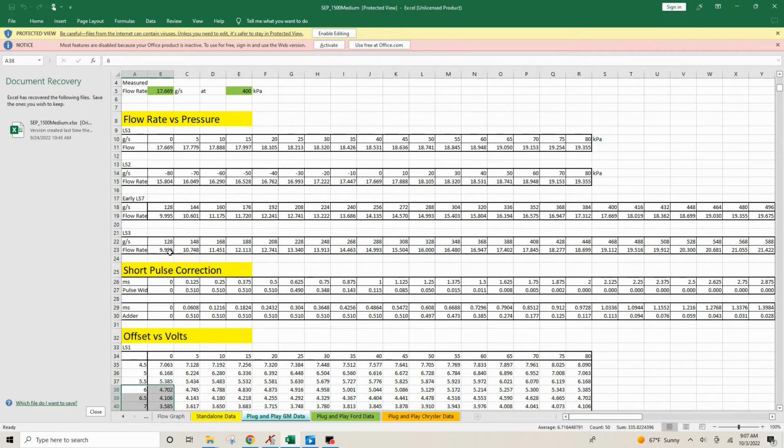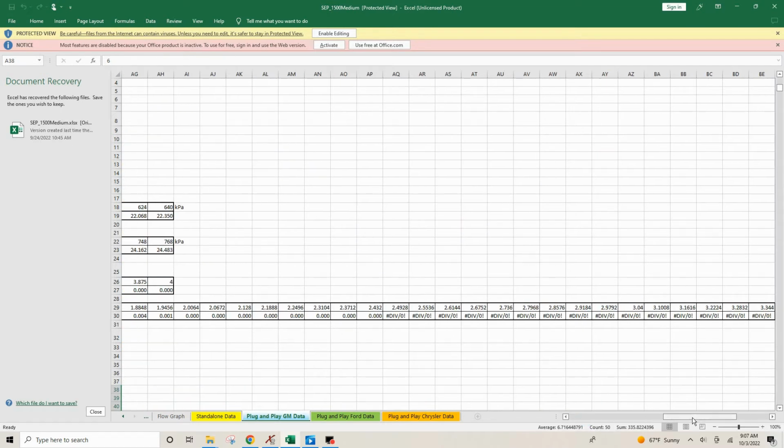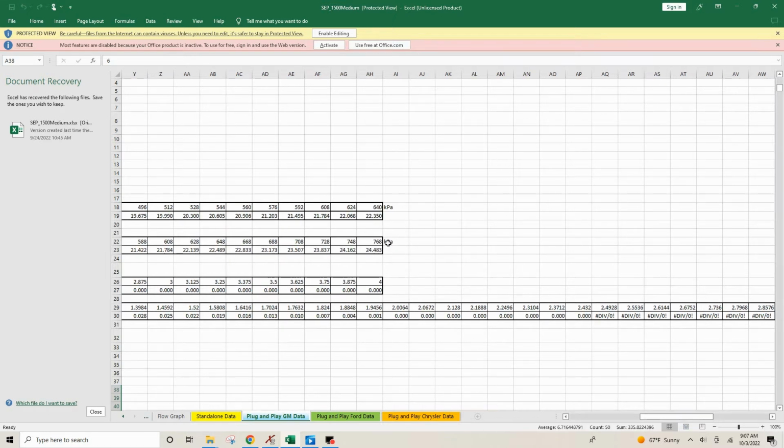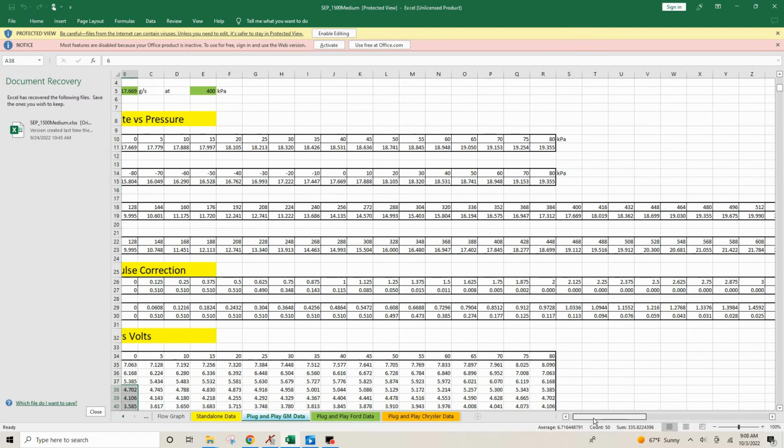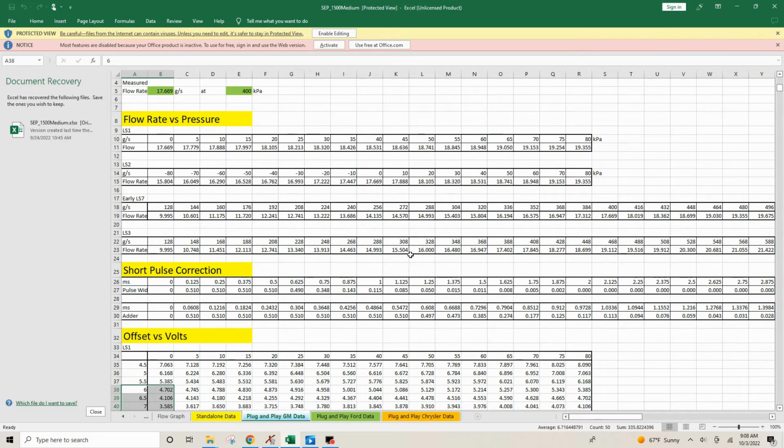This is in gallons per second, and the flow rate is in kPa. You can see right here, if you scroll all the way to the end of the chart, that it's in kPa. The early LS7 has gallons per second all the way up to 640 kPa, and then on the LS3 it's 768 kPa. So our system pressure is going to be flowing at 60 kPa.